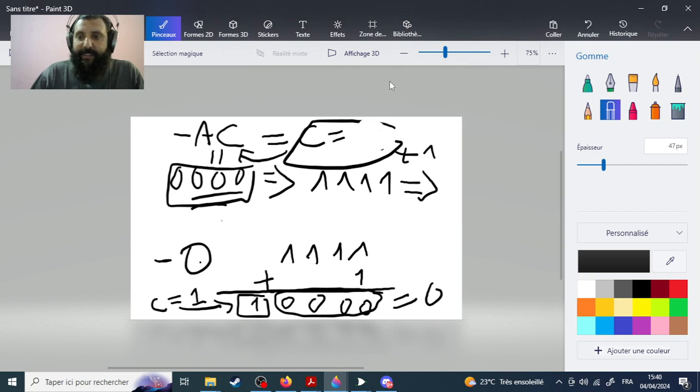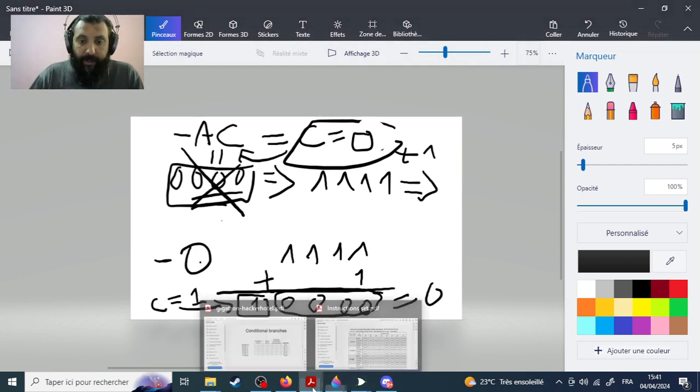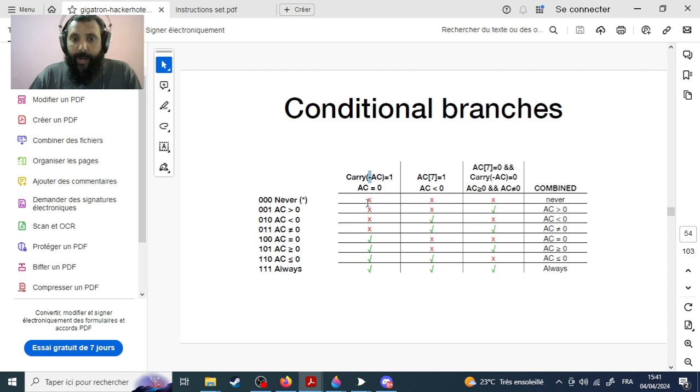If we get a value equal to zero, that means that IC is different from zero. Did you understand this process? You can check it later by yourself, but the idea is very simple. We have to see the carry of minus IC. If the carry is equal to one, it means that IC contains the value zero. If carry is equal to zero, it means that IC does not have the value zero. And of course, it's very important to know if IC contains zero or not, because it belongs to our conditions.